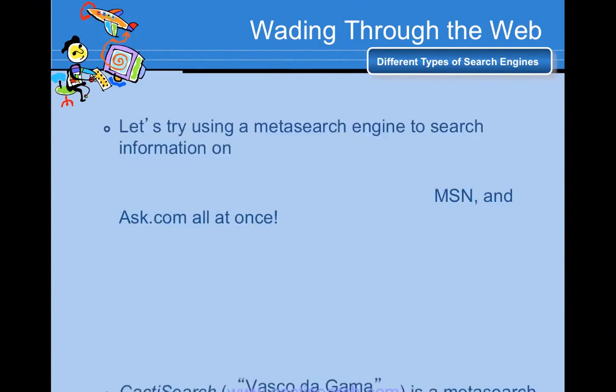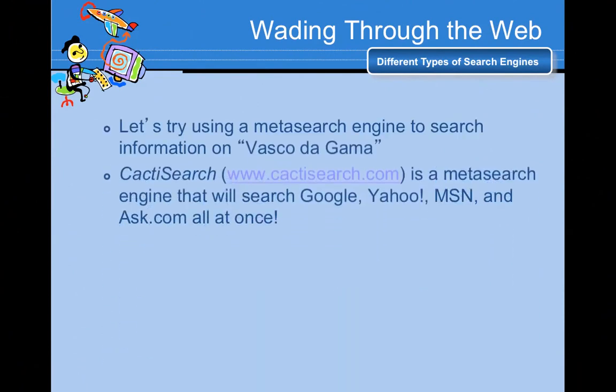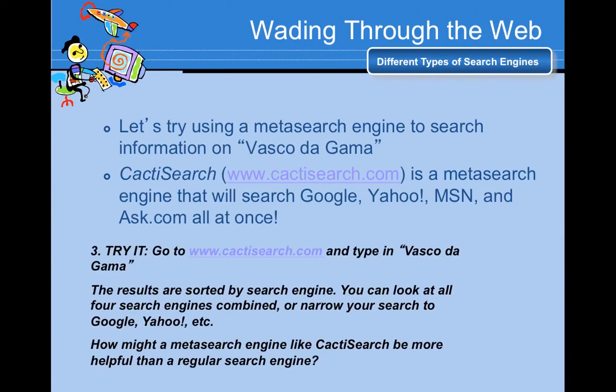So let's try using a meta search engine to search information on Vasco da Gama. Pause this and go to cactisearch.com. This is a meta search engine that will search Google, Yahoo, MSN, and Ask.com all at once. So go ahead and try it.